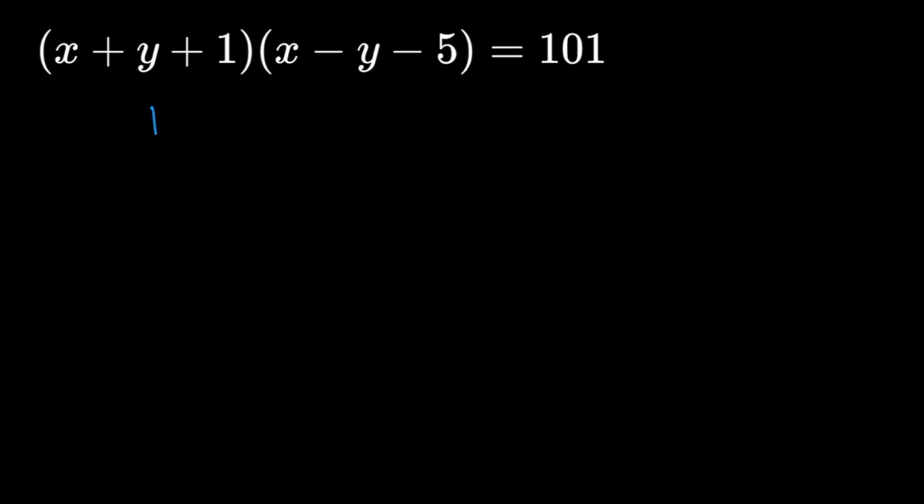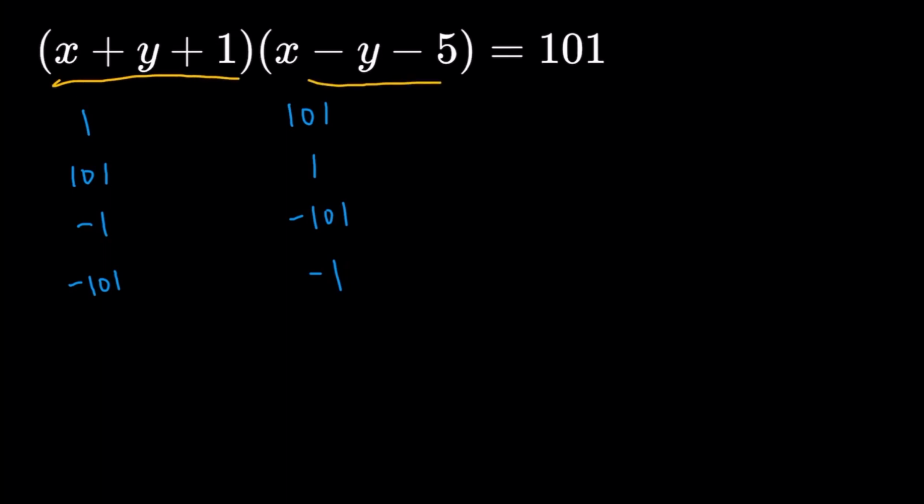Let's say the first one can be 1, and the second one can be 101, or we can switch them. And don't forget the negative ones as well, because x and y are integers, so it is possible for these factors to be negative. And let's take a look at things here because we have two factors, x plus y plus 1 and x minus y minus 5.